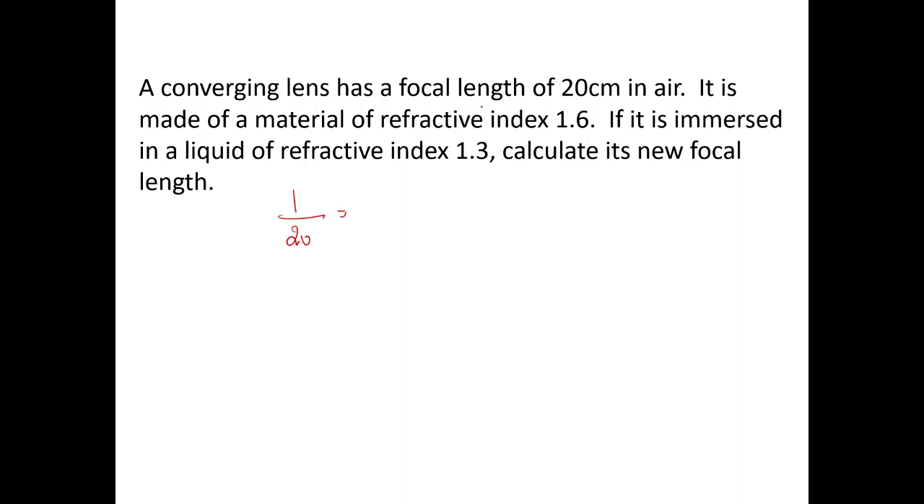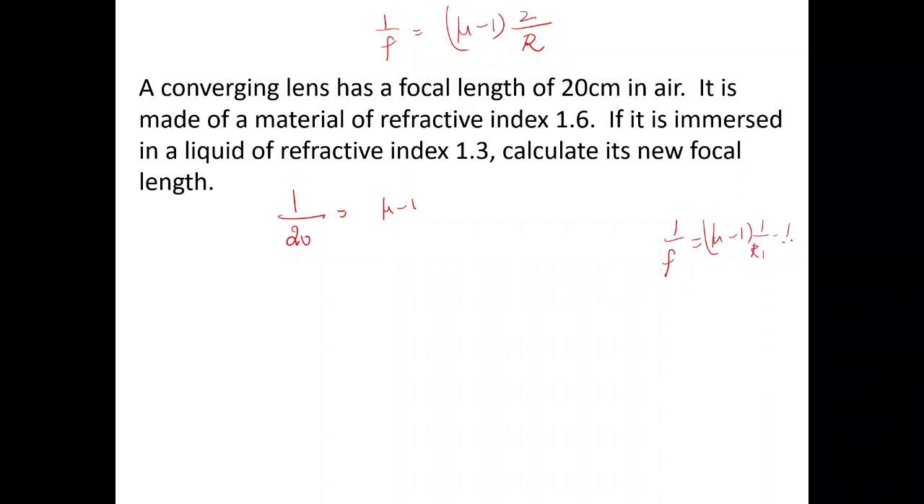So you have to write the formula for focal length in air. First formula is 1 by F is mu minus 1 into 1 by R1 minus 1 by R2. R1 is plus R and R2 is minus R, correct? So this portion will be 2 by R. So 1 by 20 is mu minus 1 into 2 by R. Mu is 1.6, minus 1 is 0.6, into 2 by R.